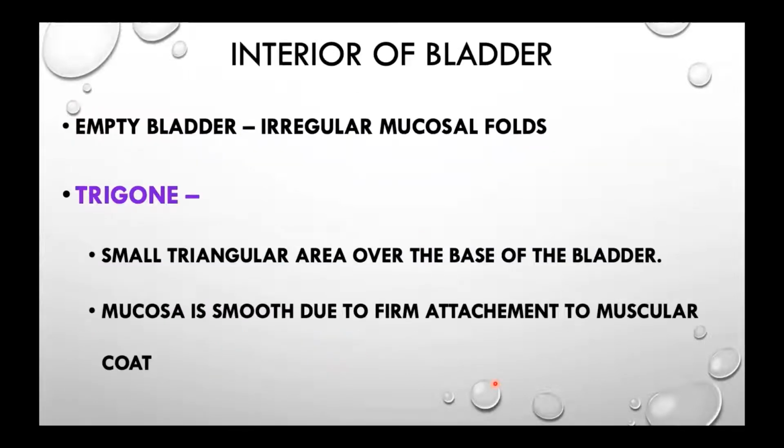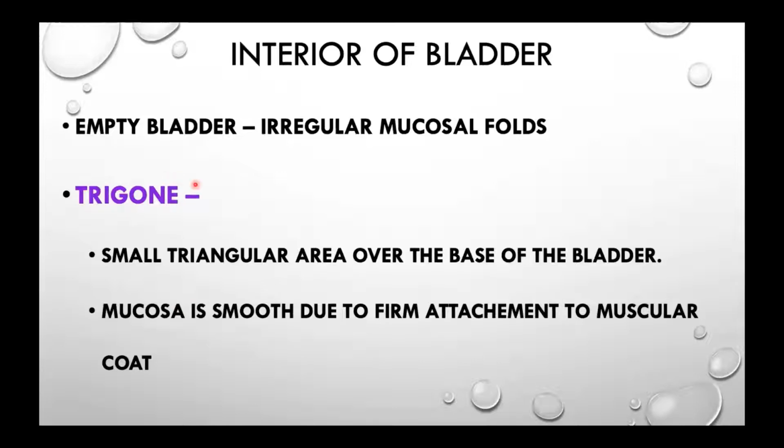Coming to the interior of the bladder. When the bladder is empty, we can really make out the irregular mucosal folds. When the bladder is distended, these folds will disappear. But the mucosal folds are absent in one particular region of the bladder, which is known as the trigone.